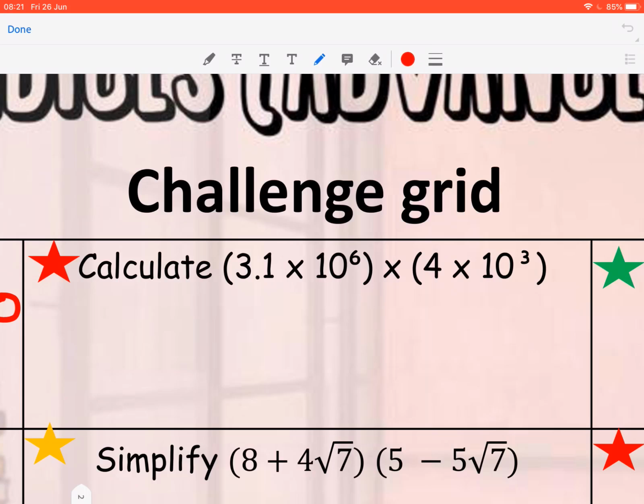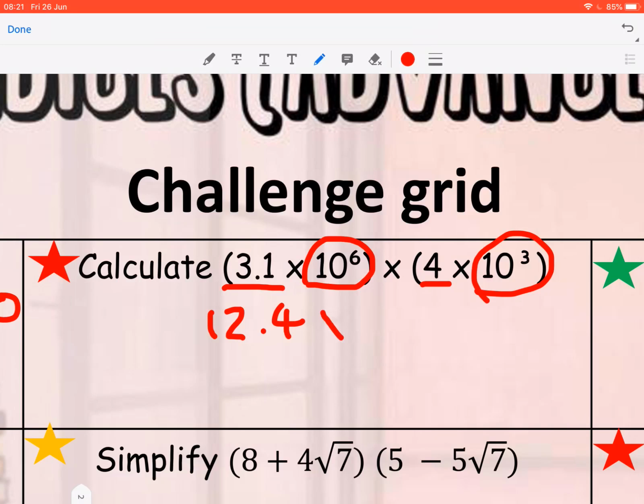Calculate a bit of standard form. 3.1 times 4. The two front numbers, you multiply them as if they're normal numbers. 3.1 times 4 is 12.4. Then the bits with the powers, you add your powers together. So if I add those two together, it's going to be times 10 to the power of 9.